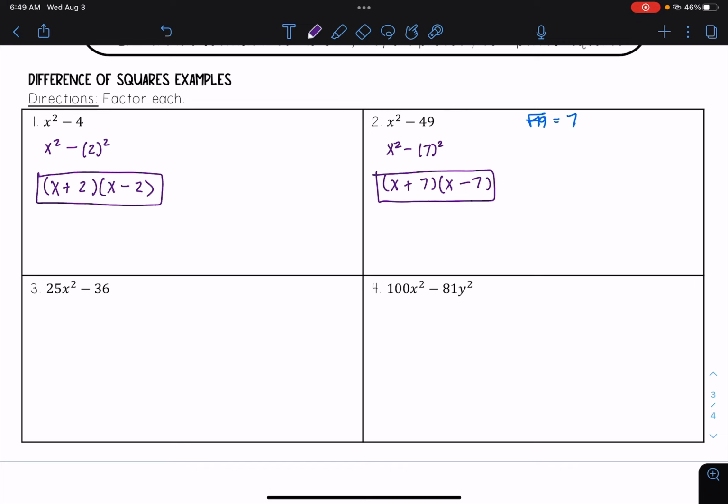So I can rewrite this first term to be 5x quantity squared. And I can check to see that is equal. Well, 5x squared is the same thing as 5x times 5x, and I do get 25x squared, so I am good. And then 36 is 6 squared. And so writing that in factored form, I get 5x plus 6 times 5x minus 6.